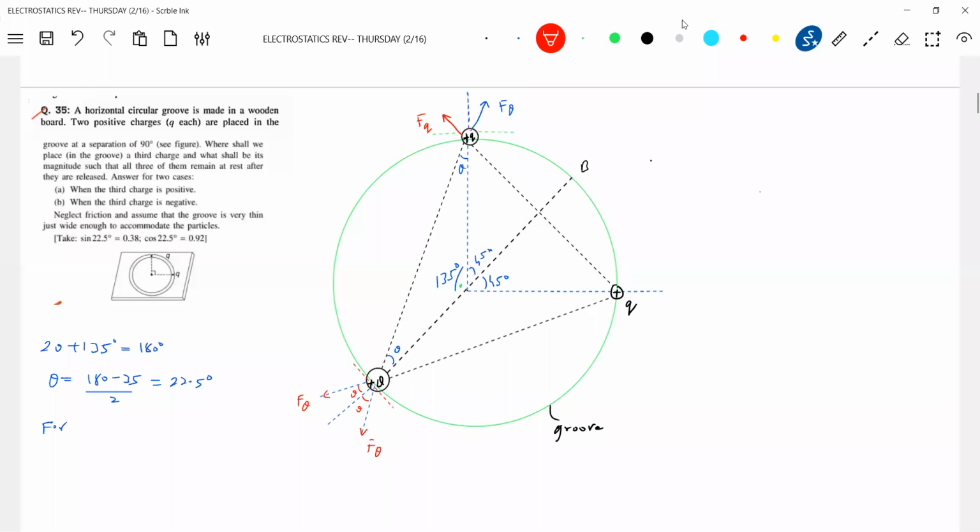So now this will be theta. Get into the mathematics. Theta, we know it. So for the tangential force, as this is 45, this will be 45. So for equilibrium, what can we write here now? F_Q sine 45 equals F_q sine theta.